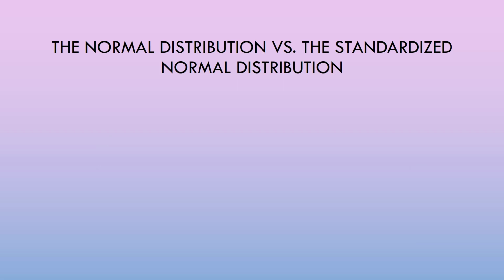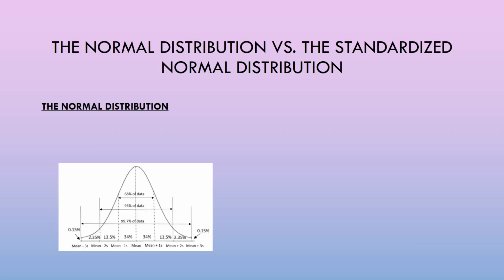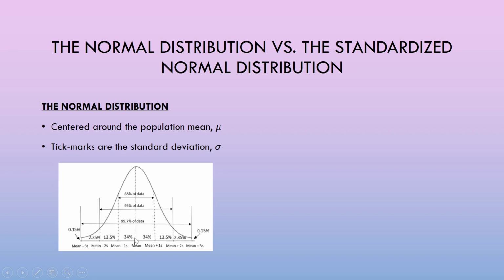The normal distribution versus the standardized normal distribution. Here is a graph of the normal distribution, and superimposed on it is the empirical rule. Notice that the normal distribution is centered around the population mean. Then, as we move away from the mean, we are counting integer number of standard deviations. Notice that the x-axis is the random variable, and it will be in whatever units the random variable is in.